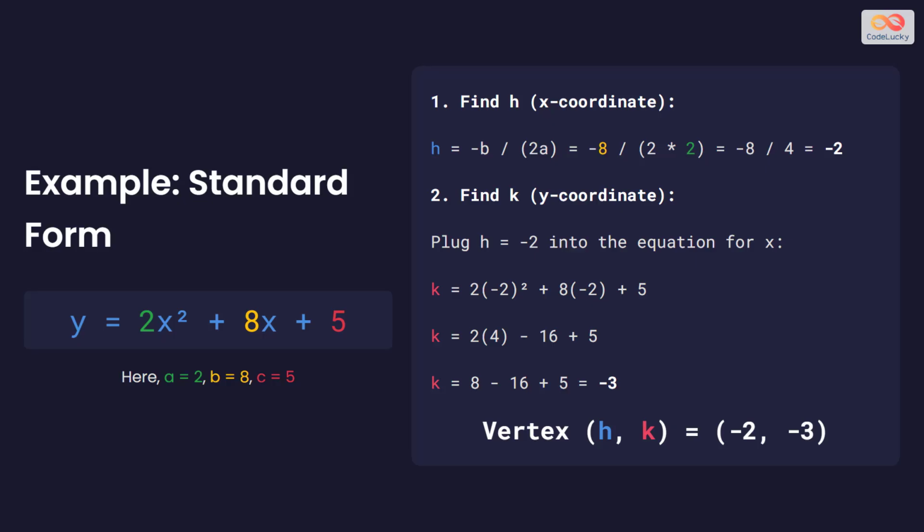Let's try an example. Consider the equation y equals 2x squared plus 8x plus 5. Here a is 2, b is 8, and c is 5. To find h, we calculate negative 8 divided by 2 times 2, which gives us negative 2. Then we plug negative 2 back into the equation for x. This gives us 2 times negative 2 squared plus 8 times negative 2 plus 5, which equals negative 3. So the vertex is at the point negative 2, negative 3.